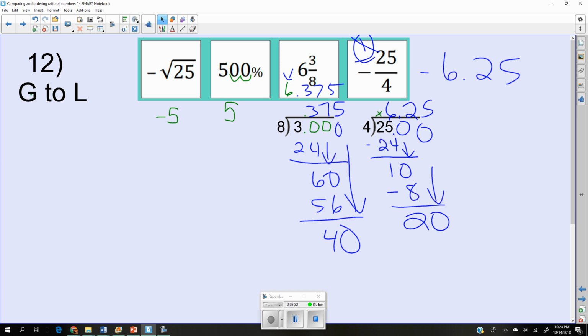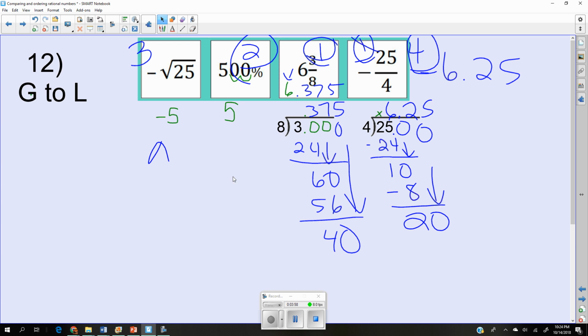Never mind. Forget it. We're going from greatest to least. My bad. This is the smallest, so this would be fourth. All right, here's the other negative. All right, that would be the next smallest, so that would be third. And now we have to look at these two. What's bigger, 5 or 6? Okay, 6 is the biggest, so that's first, and that's second.